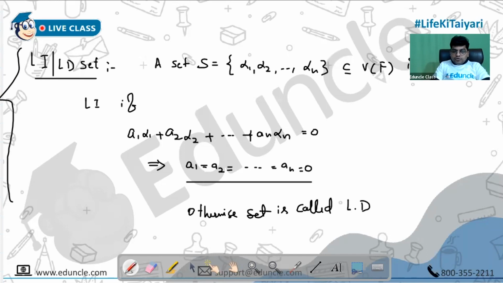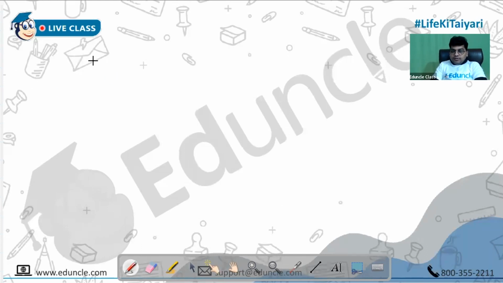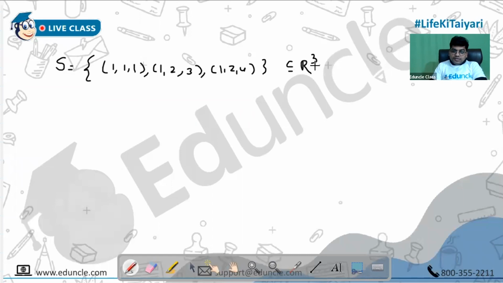So if you see this kind of thing, can I say we have a set S, a subset of R3 containing (1,1,1), (1,2,3) and (1,2,4)? Is it LI or LD? This is LI. Very good. So this set is LI.